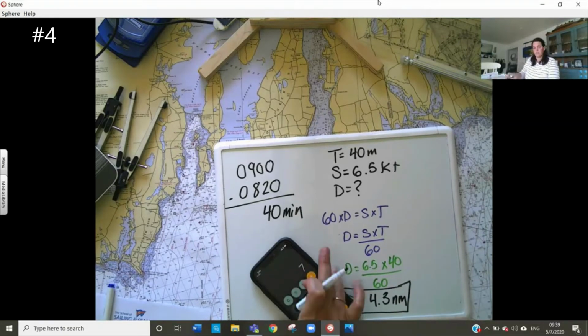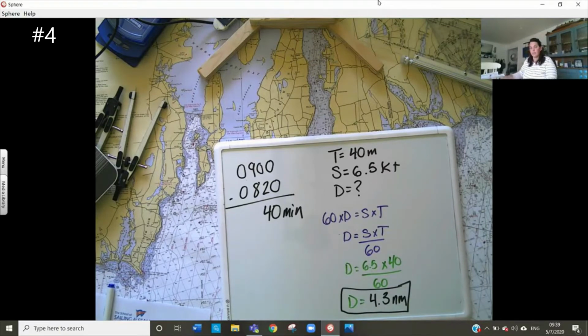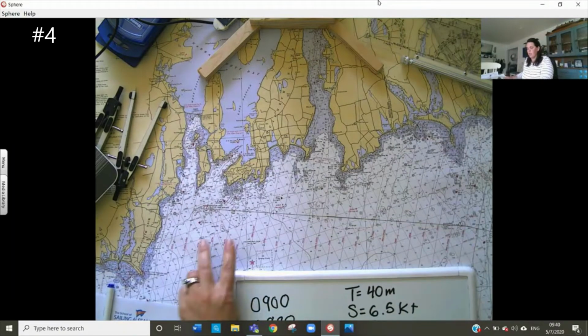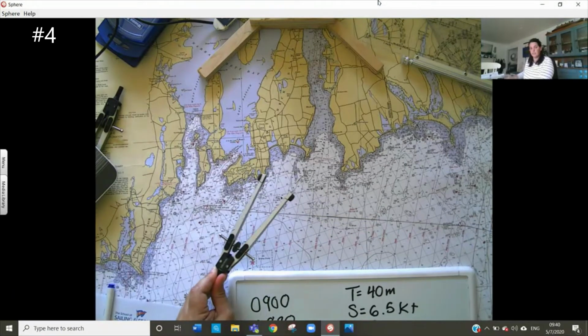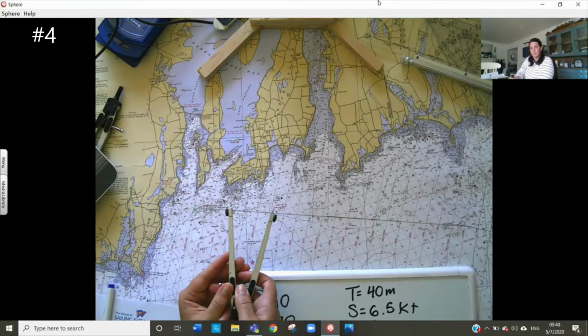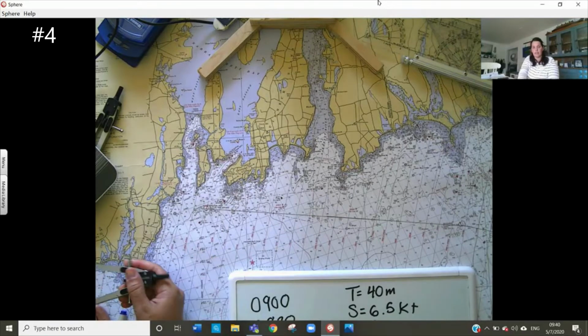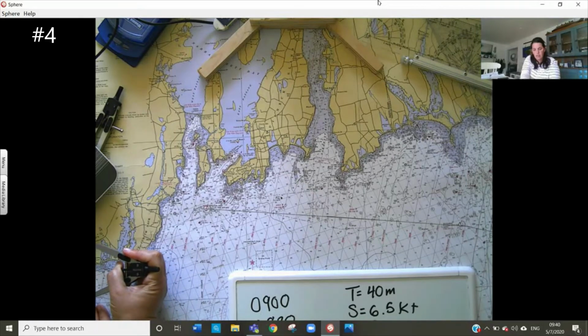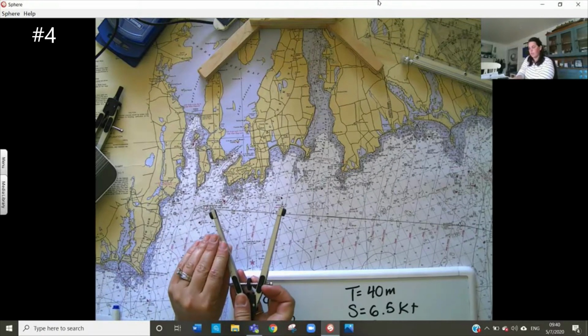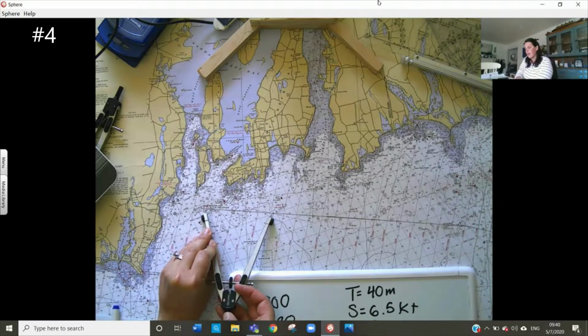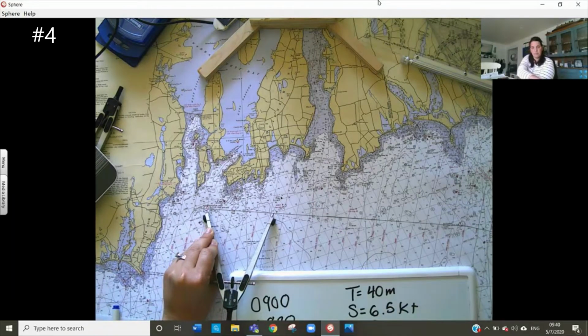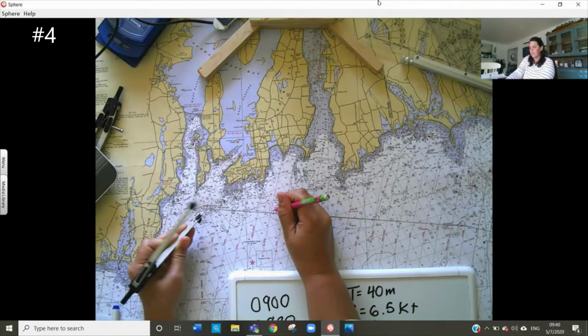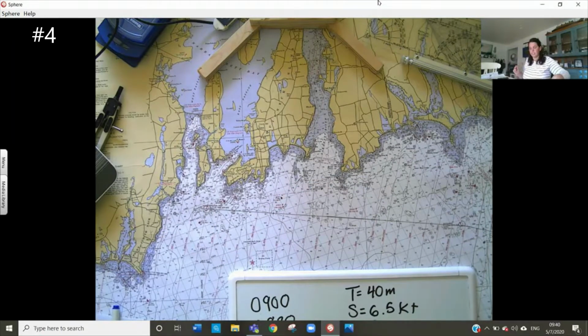Okay, so now I'm going to get my dividers, or my compass, whatever you choose, and get 4.3 nautical miles. So here is 4.3 nautical miles, and I'm going to start it on Breton Reef Light, and then put a little mark, and make my 0900 DR position.